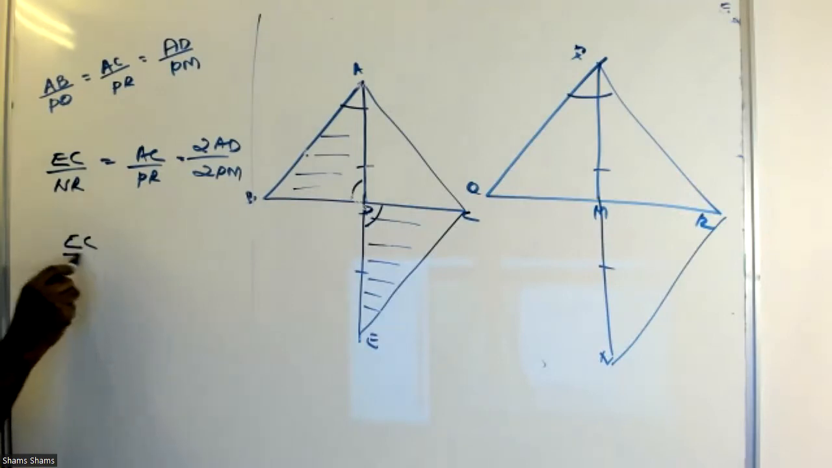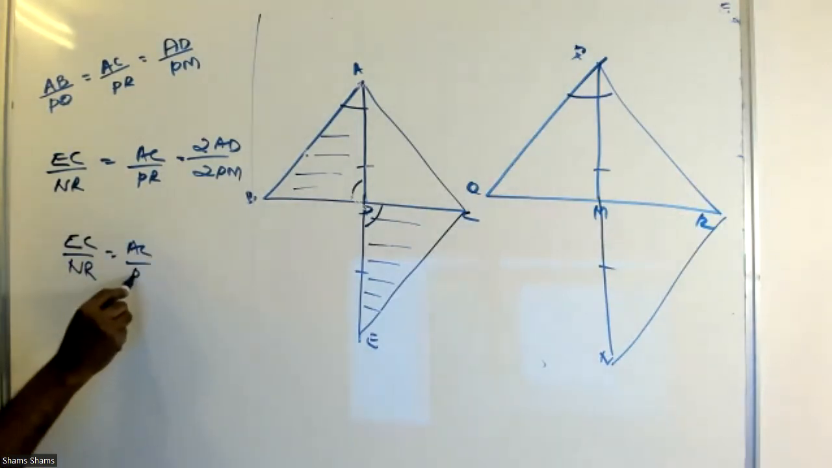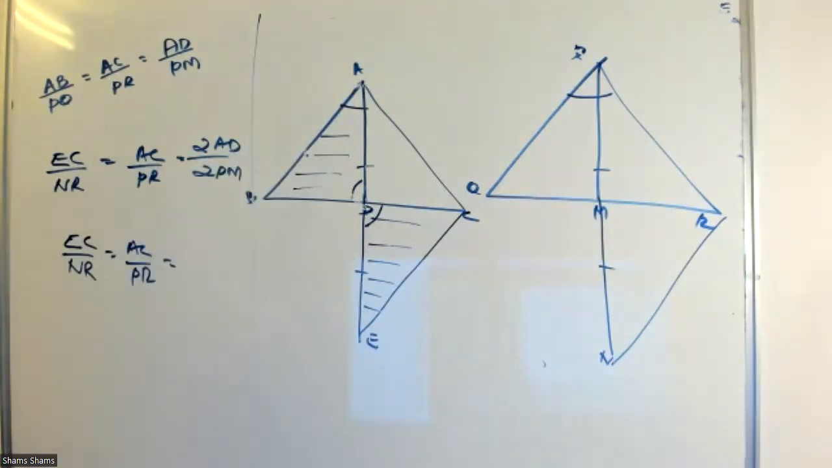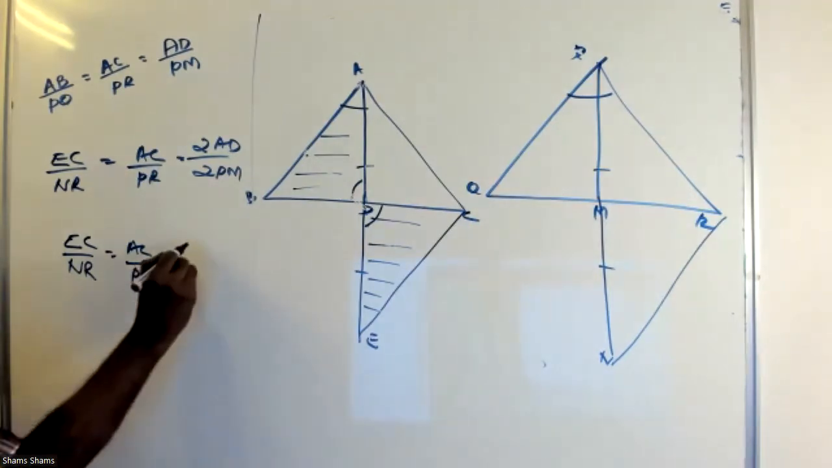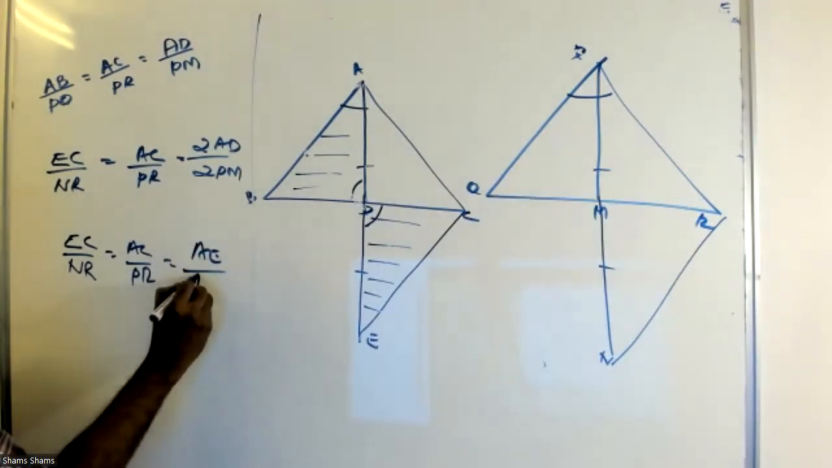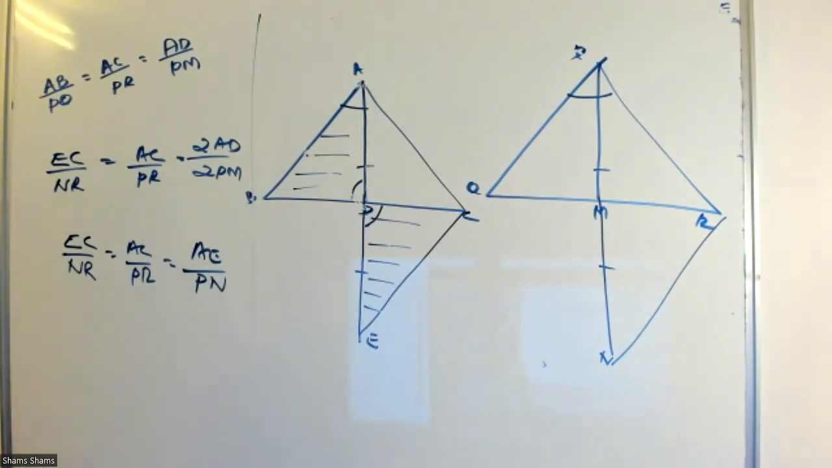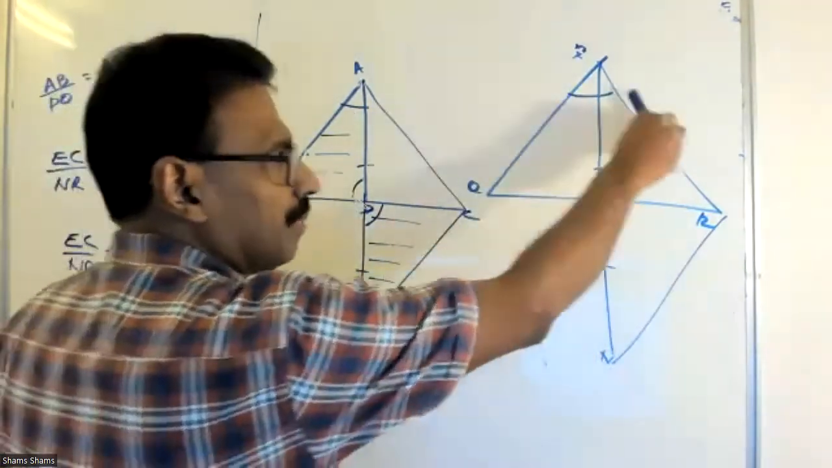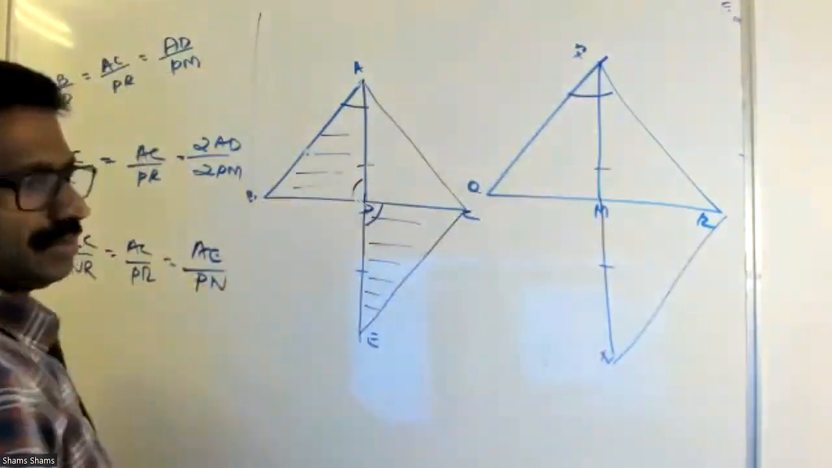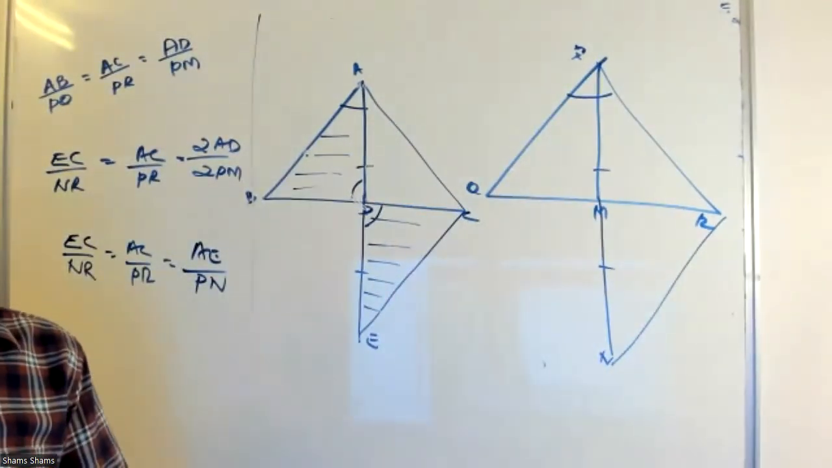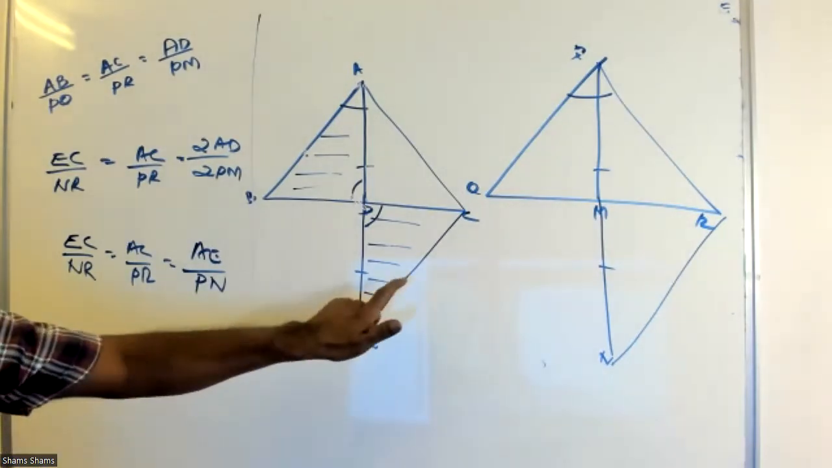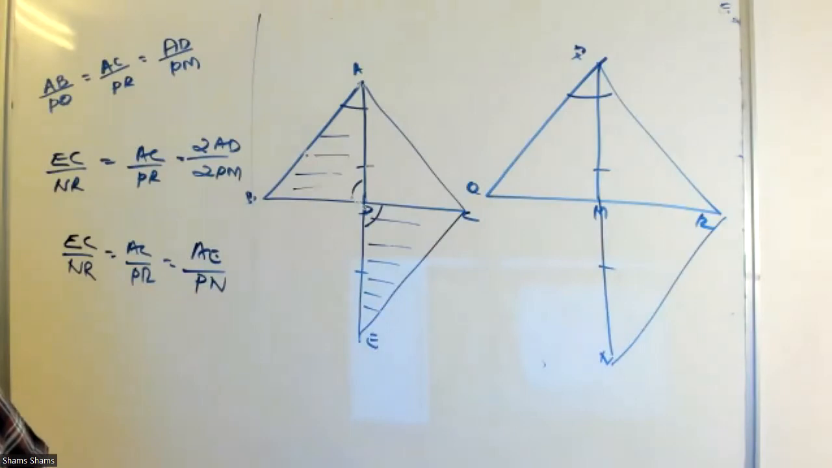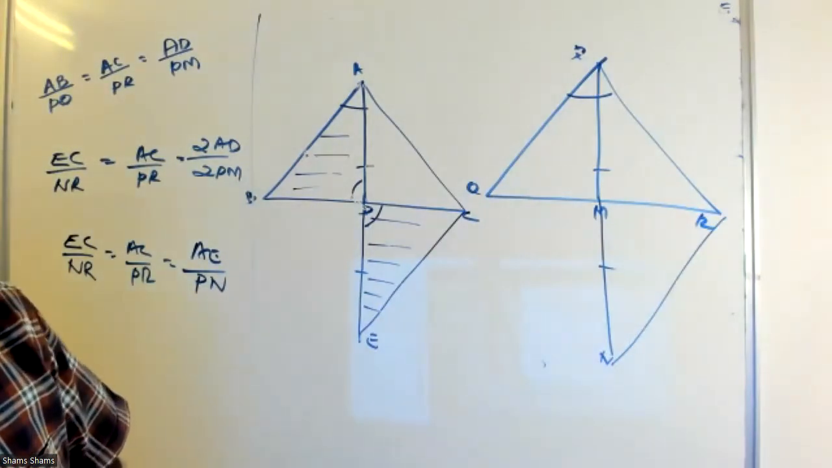EC divided by NR equal to AC by PR equal to 2AD means what? 2AD means AE, AE divided by PN. Right. EC by NR equal to AC by PR equal to AE by PN. Harry, what can you write from this one?